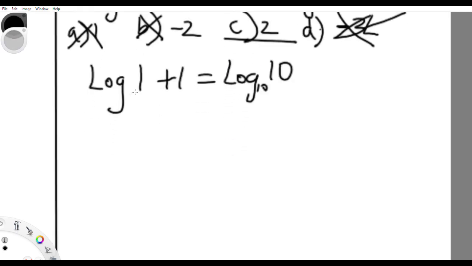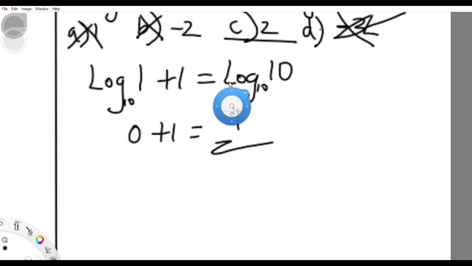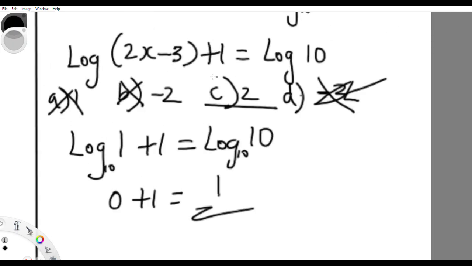And what is log 1 base 10? It is 0. 0 plus 1 should give us 1. And what is log 10 base 10? 1. So that's the answer. Very fast. I solved this question in the space of 10 seconds, just this question, as large as it is.